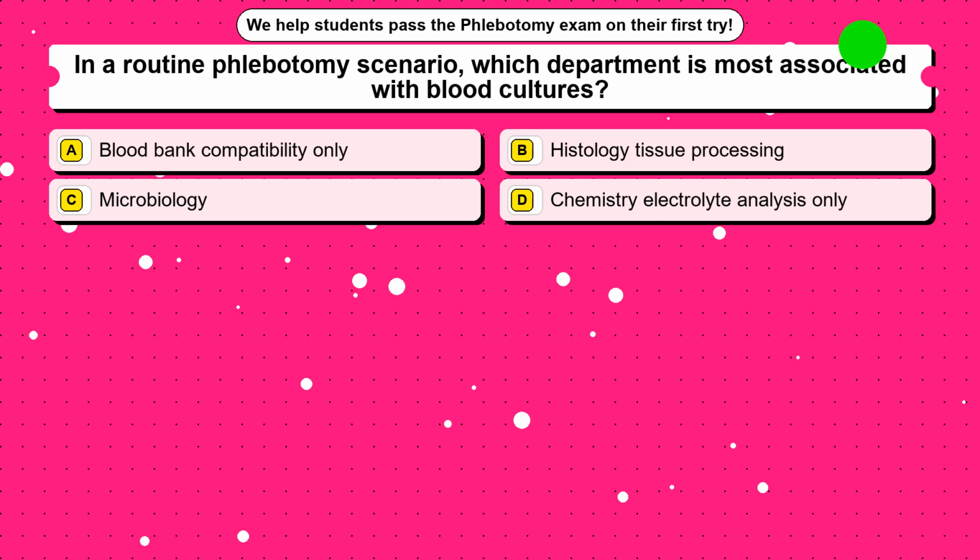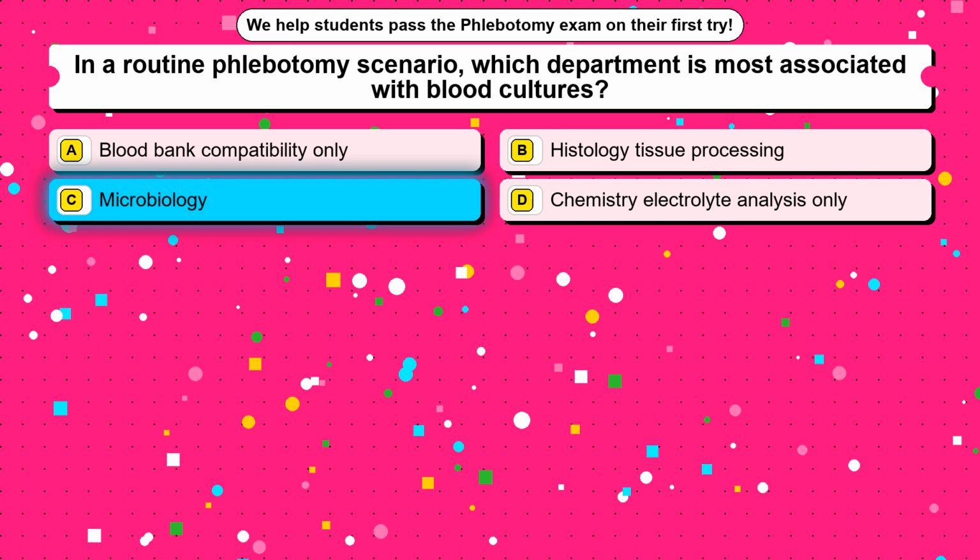Question 66. In a routine phlebotomy scenario, which department is most associated with blood cultures? Option A, blood bank compatibility only. Option B, histology tissue processing. Option C, microbiology. Option D, chemistry electrolyte analysis only. The correct answer is option C, microbiology.